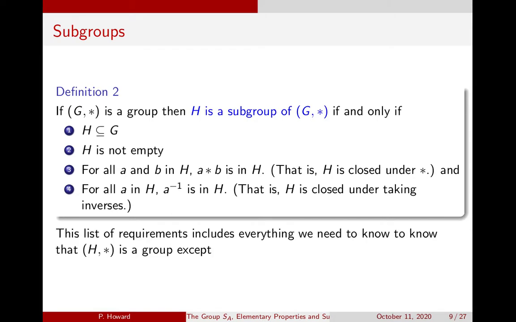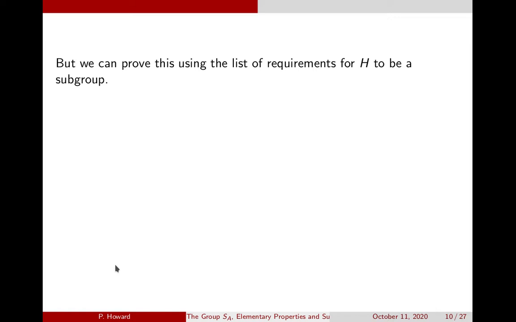So this list of requirements includes everything we need to know that H is a group using the same operation that we used on G, except for one thing. These conditions don't say that the identity of the original group, of the big group, G star, has to be in H. But this can be proved using the list of requirements for H to be a subgroup.